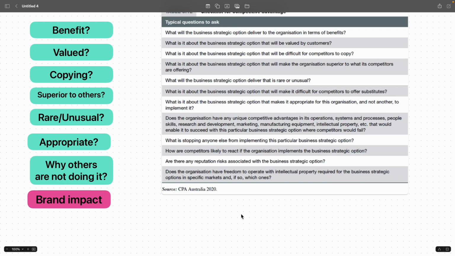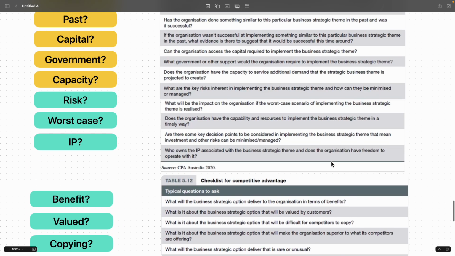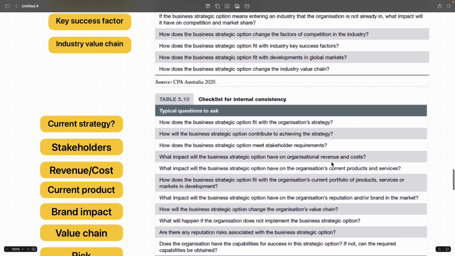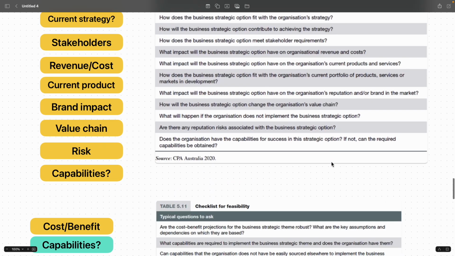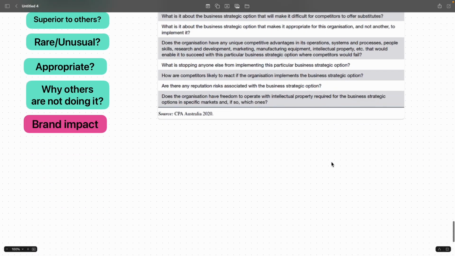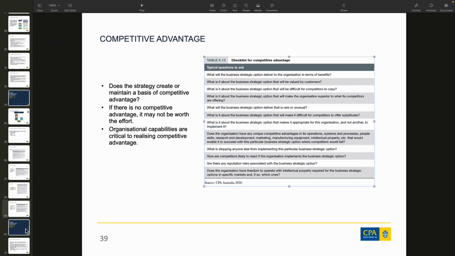Follow? Okay. Then does the organization have freedom with intellectual property required for the business issue? So do they have IP freedom or not? These are the factors you have to consider. And most likely in the exam, you might get this as an extended response, ER, an extended response question asking you about what is right and wrong. Follow? Okay. That covers this part.